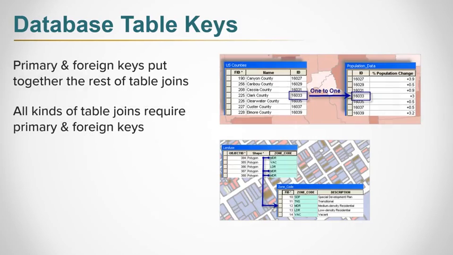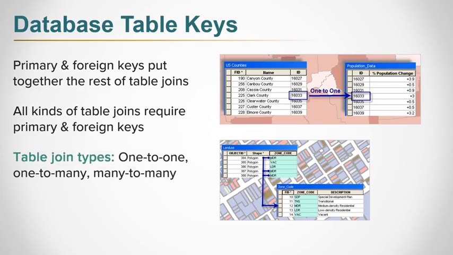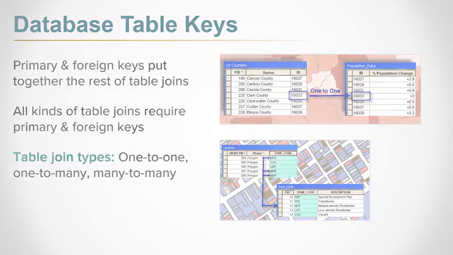While there are a handful of different types of table joins, they all require primary and foreign keys. Explicitly, there are one-to-one, one-to-many, and many-to-many joins, and we'll discuss these in more depth in the next couple lectures as we build up a data model based upon the concept of joins.